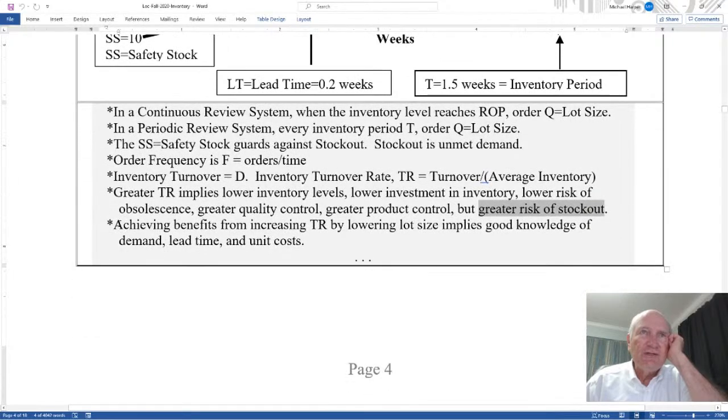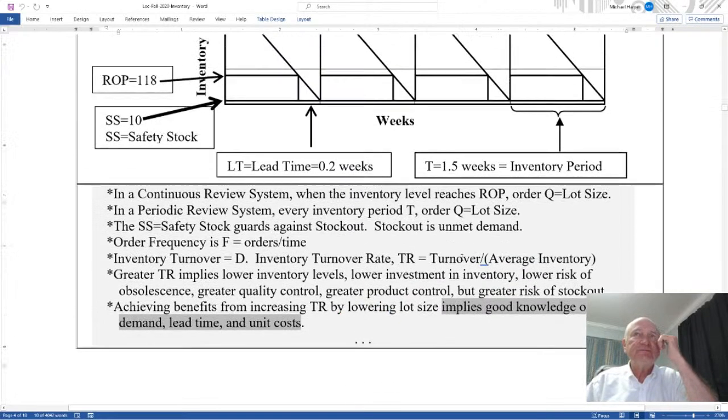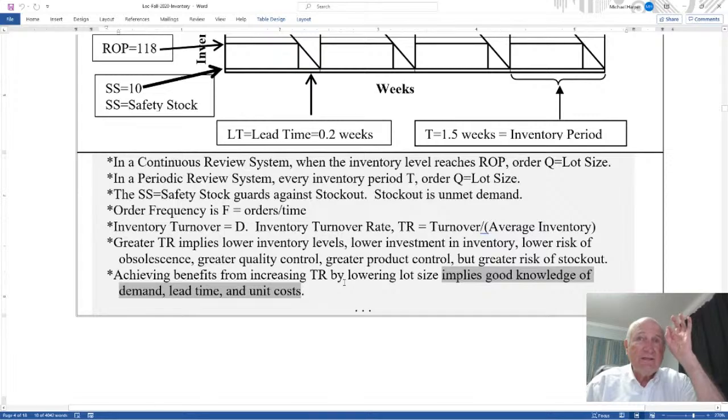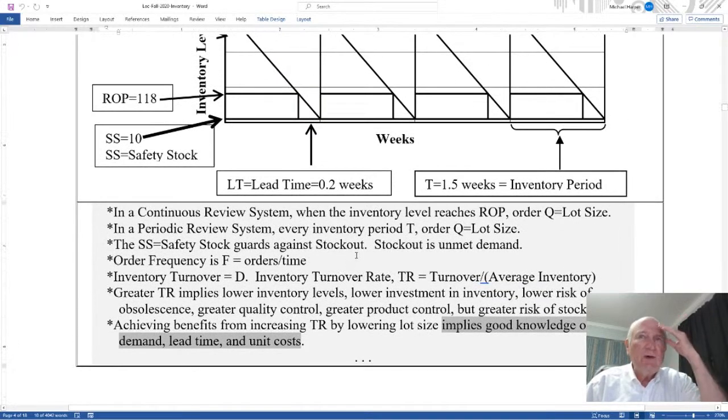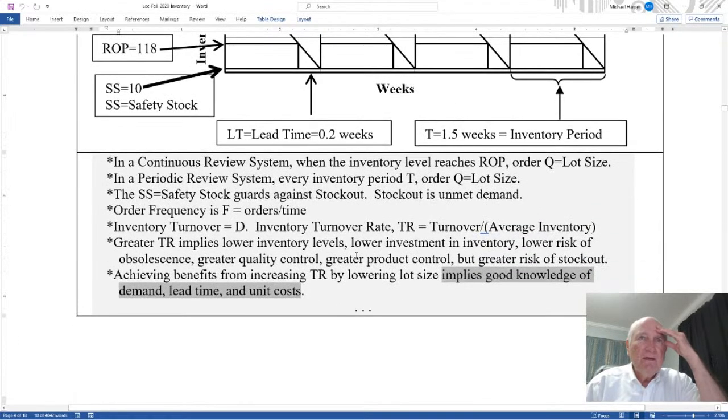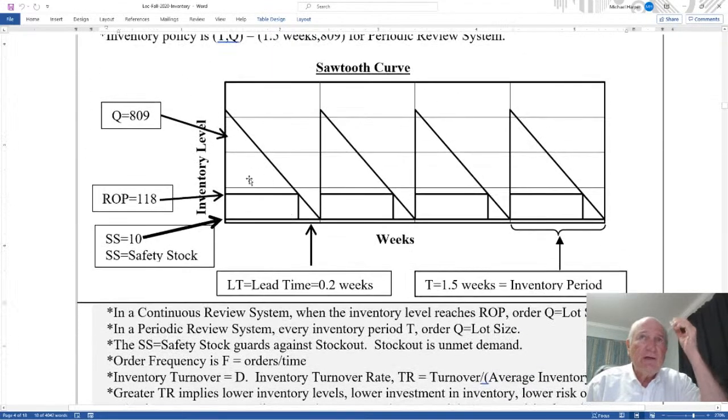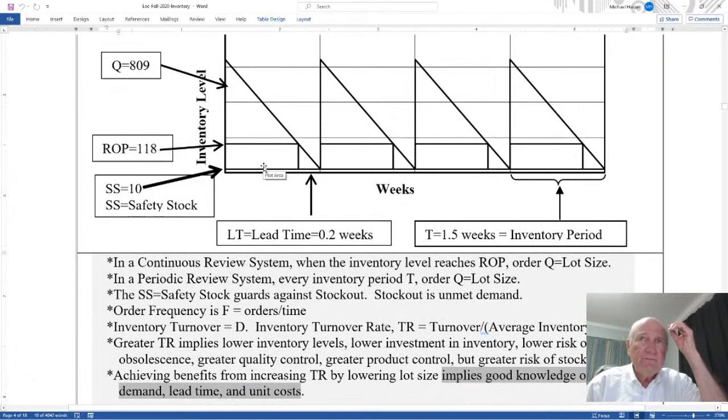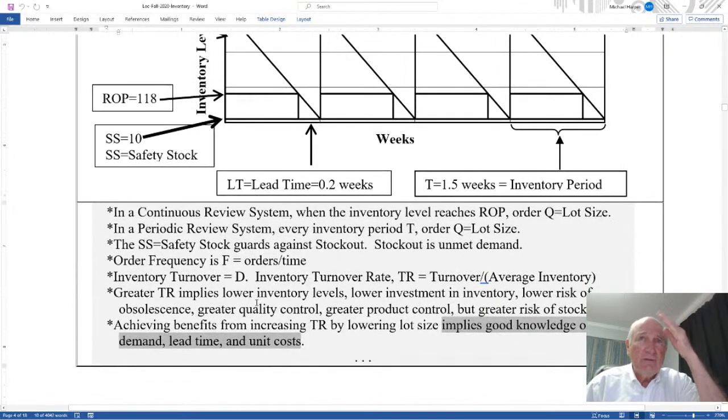Second, achieving benefits from increasing your turnover rate by lowering lot size implies good knowledge of demand, lead time, and unit costs. In other words, and we'll see this later in just a minute here, in order to increase your turnover rate and lower your lot size, you have to really understand your demand well, your lead time well, and your costs.